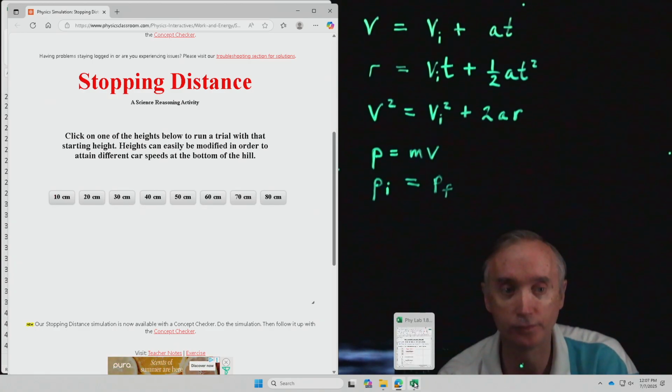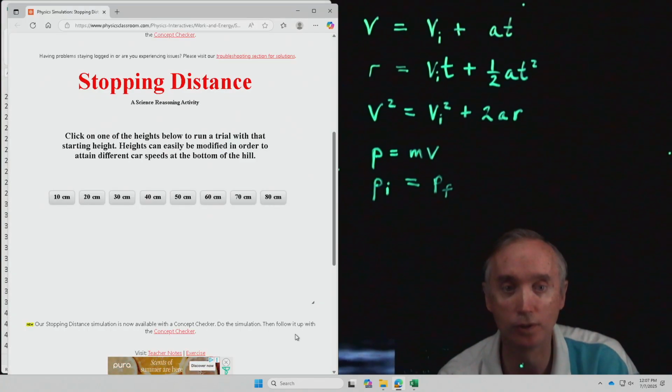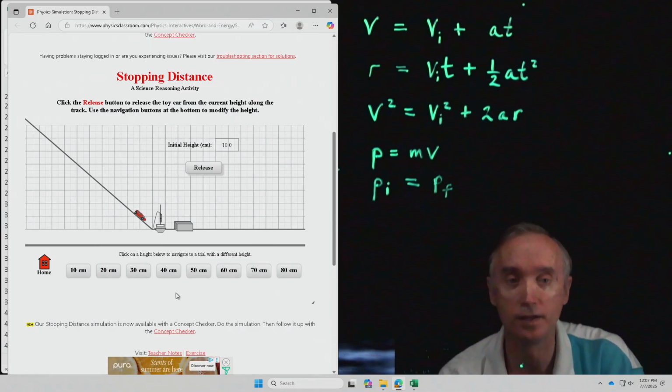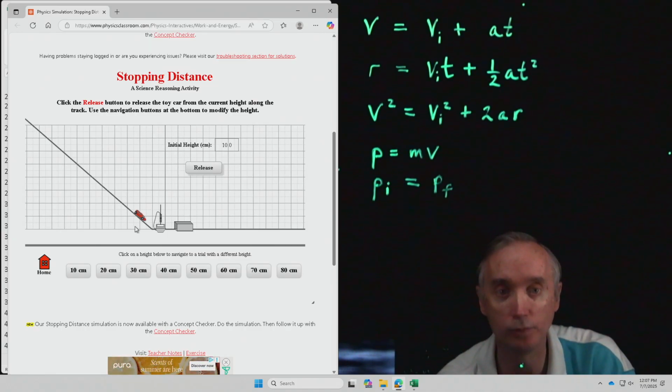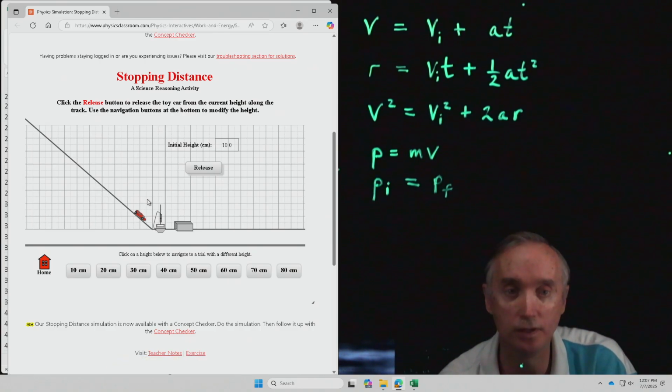Okay, then you're going to click on 10 centimeters. So going back to here, we're going to click on the 10 centimeters. Okay, and there is the actual lab. And so what you got is, here's a ramp, here's a car. You're going to release it from a height of 10 centimeters. So you see it's got this grid here, and each of the squares is going to be 10 centimeters, either going up and down or going sideways.